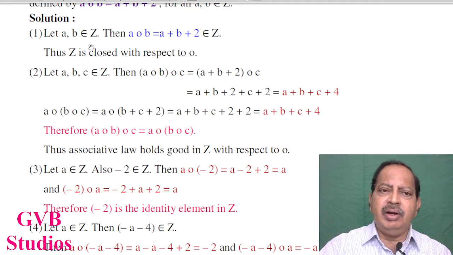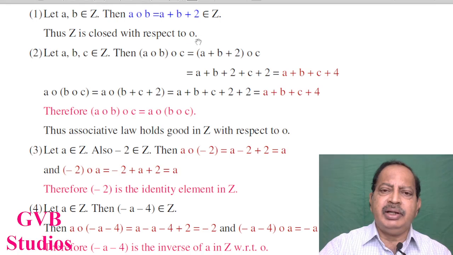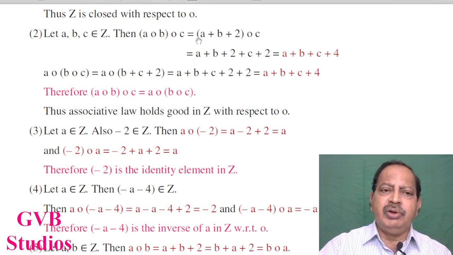Solution. Let A, B belong to Z, then A circle B is equal to A plus B plus 2. This element belongs to Z because A is an integer, B is an integer, 2 is an integer. So the sum of three integers is again an integer. That means A circle B belongs to Z. Here two elements A and B are operated and the result belongs to the same set Z. That means the closure property is satisfied. Thus, Z is closed with respect to the binary operation circle. Next, we go to the associative law. Let A, B, C belong to Z.